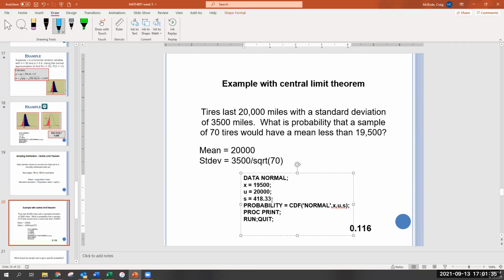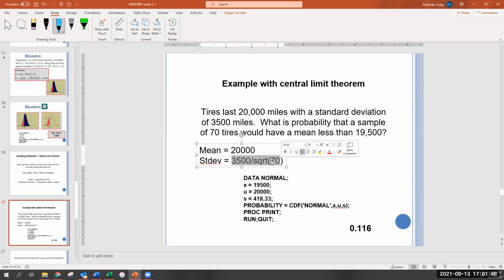Now, the nice thing about SAS is you don't even have to do this in your calculator, right? And get this answer of 4.1833. You can actually just type in this exact thing and do square root of 70.